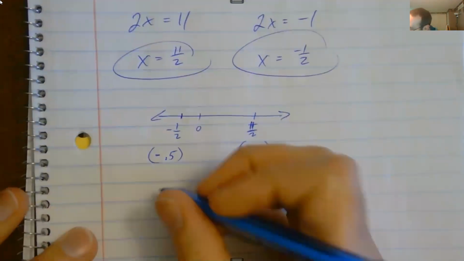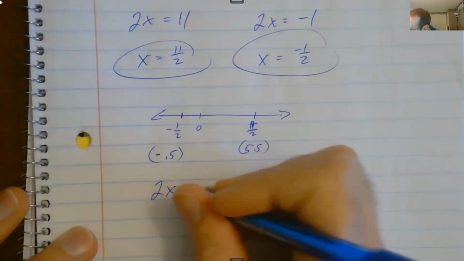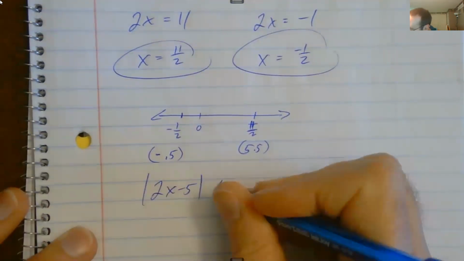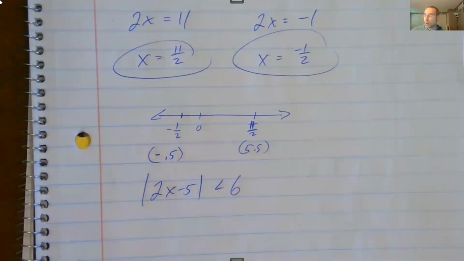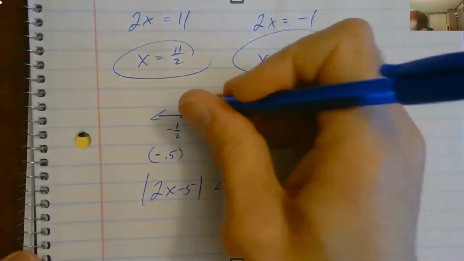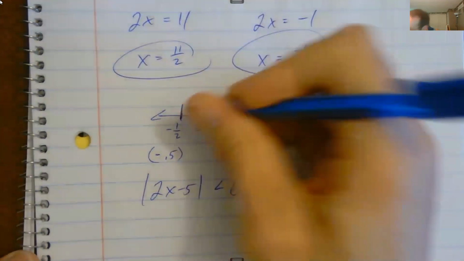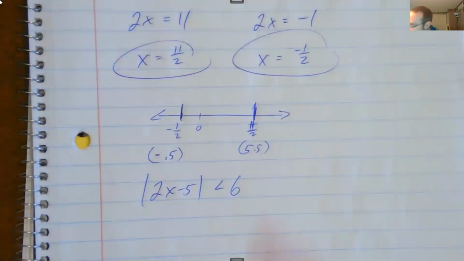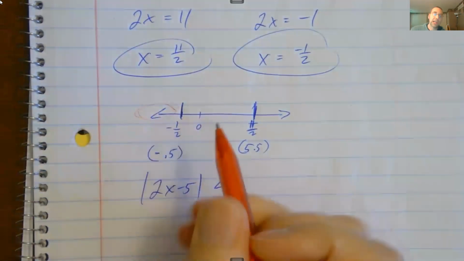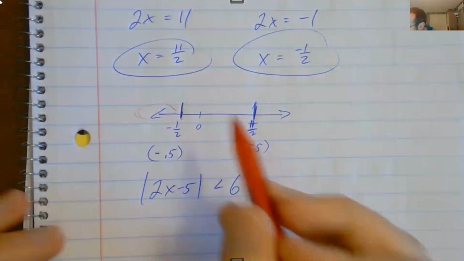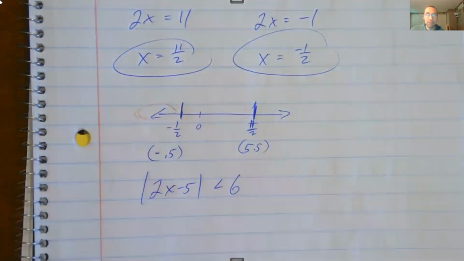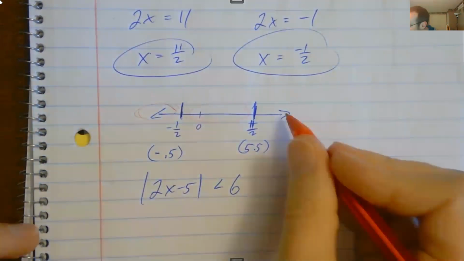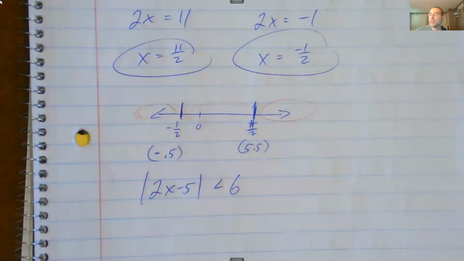I'll write that right here: the absolute value of 2x minus 5 is less than 6. Because I have two different boundary points, I have 3 different regions that I need to test. I've got this region to the left of negative 1 half, this region in between the two boundary points, and then this region over here, to the right of 5.5, or 11 halves. So I'm going to test a value from each one of those.